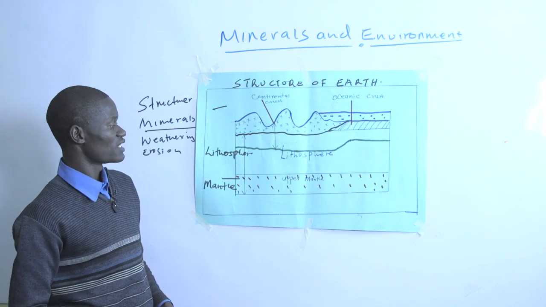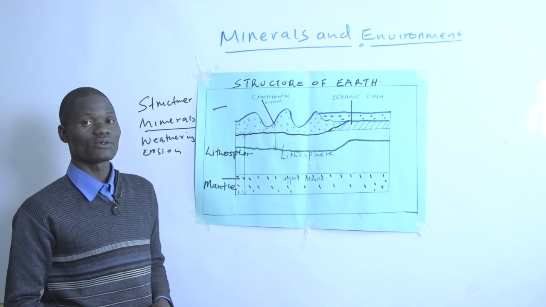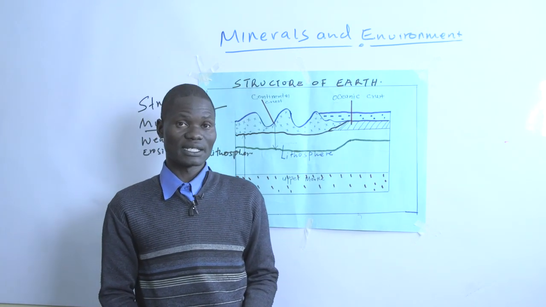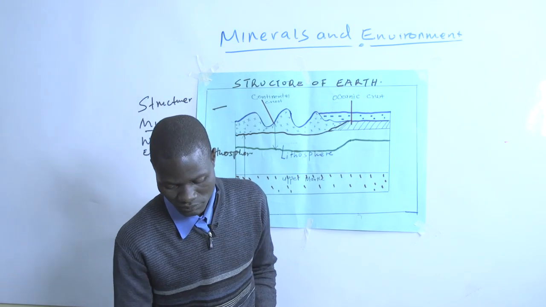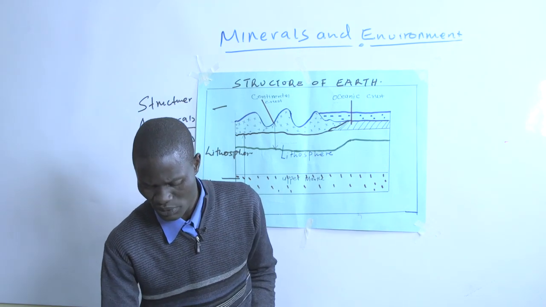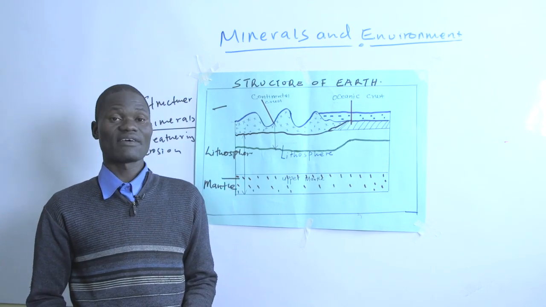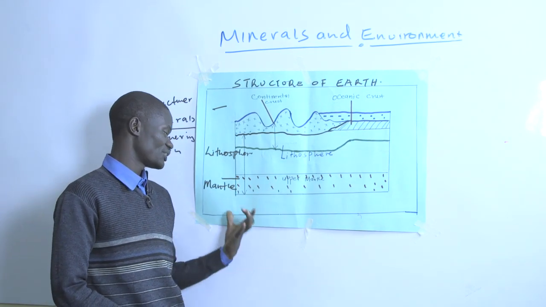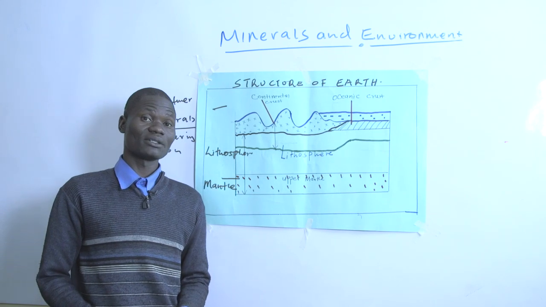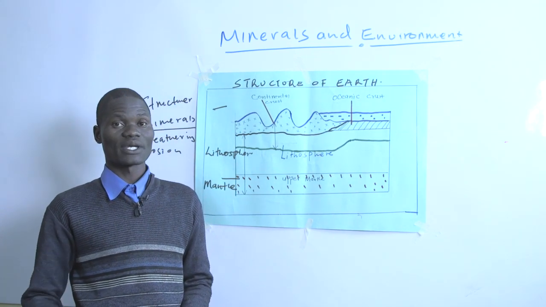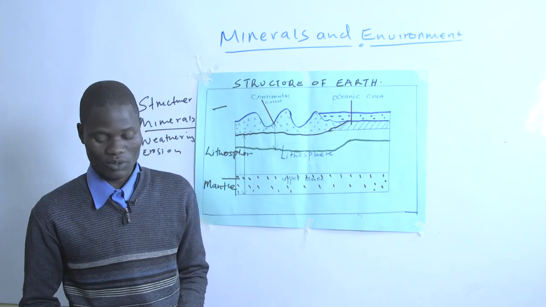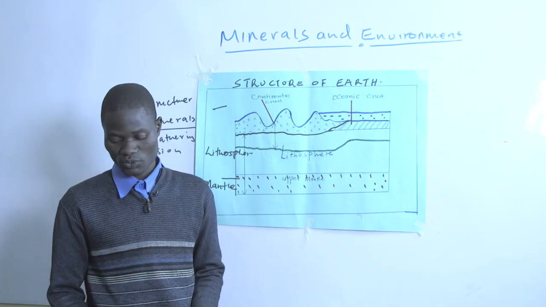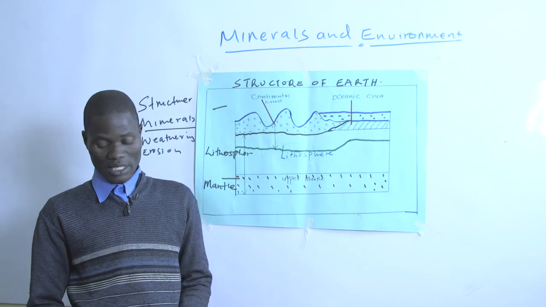Because of this part, we will only review a few things about the mantle as we had looked at in the previous lesson. In the previous lesson, we learned that the mantle covers around 80% of the earth's volume. Now remember, the mantle is divided into two: we have the upper mantle and the lower mantle.